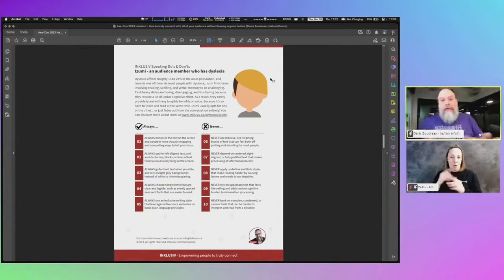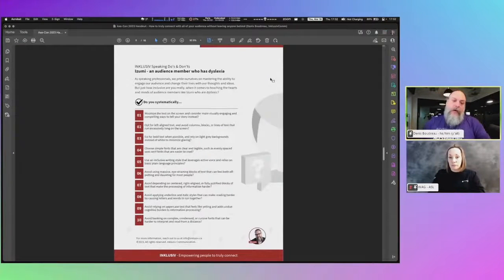On top of these do's and don'ts, I'm also offering you another part of the document that has 10 considerations to be more inclusive of someone who has dyslexia, someone who's dyslexic, when you're presenting in front of people. As an example, use an inclusive writing style that leverages active voice and relies on basic plain language principles. Again, something that I've mentioned earlier. Or avoid applying underline or italic styles that can make reading harder by causing letters and words to run together. If you avoid those things or pay attention to them, you're going to make it easier for folks to engage, to participate, to feel like they're part of what's going on.